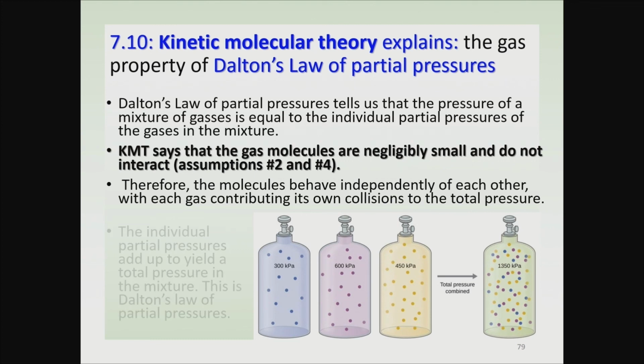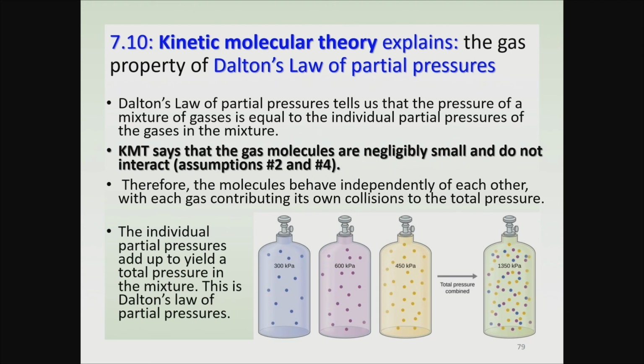Now, let's just say for a moment that maybe the molecules were strongly attracted to one another. What would happen then? Well, if we added those molecules together, the total pressure might end up being less than the two pressures added together. And we don't see that. We see that in general Dalton's law is fulfilled, that the total pressure of a gas is the same as the sum of the individual pressures of the gases you mix together.